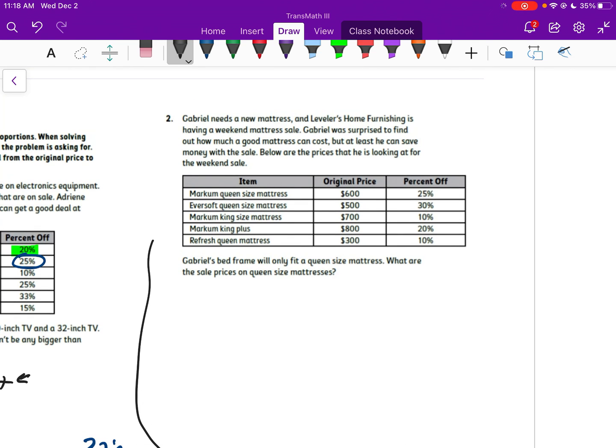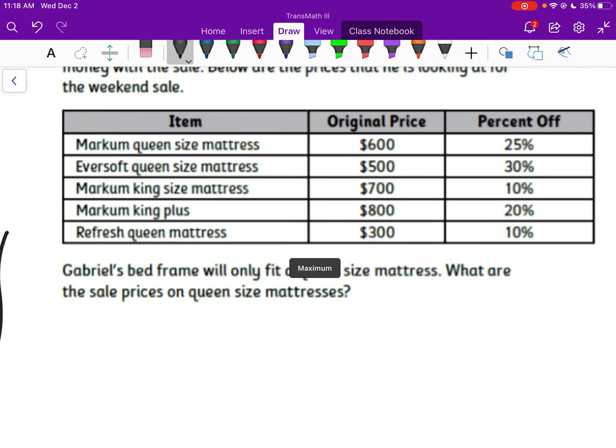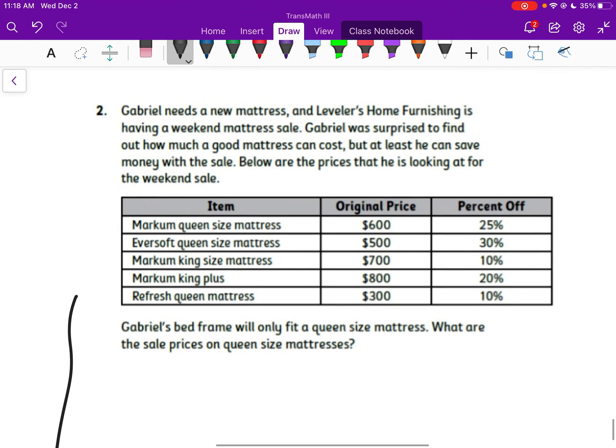Gabriel needs a new mattress, and Levelers Home Furnishing is having a weekend mattress sale. Gabriel was surprised to find out how much a good mattress can cost, but at least he can save money with the sale. Below are the prices that he is looking at in the weekend sale. Gabriel's bed frame will only hold a queen size mattress. What are the sale prices on the queen size mattresses? So we're looking at queen size. Here's a king size, so we don't need to worry about that. There's another king size. So in this case, we need to find 3 sale prices.